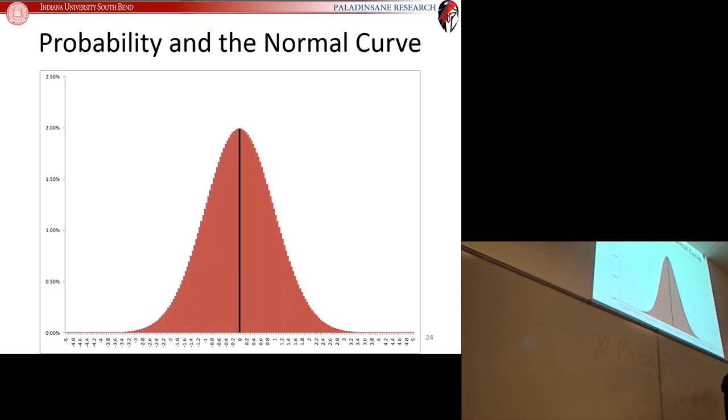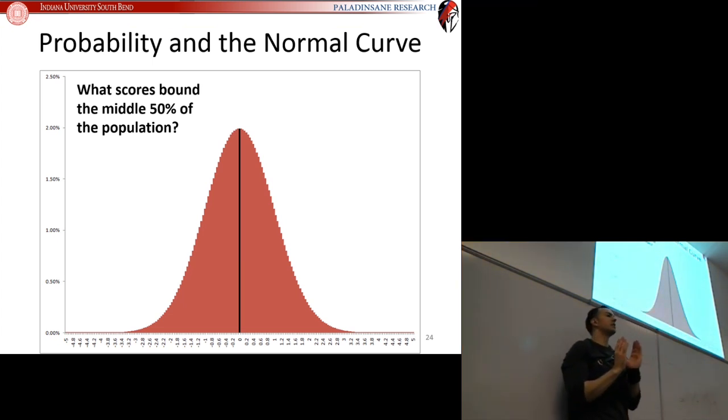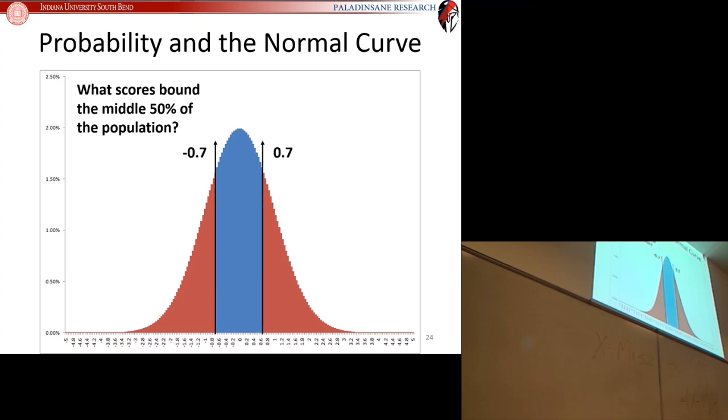We can also answer questions such as what scores bound the middle 50% of a population. Let's say that we develop an educational procedure, a treatment that won't work for people that are doing very, very well on a particular subject, and it also won't work for people that are doing very, very poorly on a particular subject. It works more for the middle skills. Well, who's in those middle skills? How many? Well, that is the middle 50% of the population. And we can figure out the scores that bound the middle 50%, and we can know that the middle 50% will be between a score of positive 0.7 and negative 0.7.